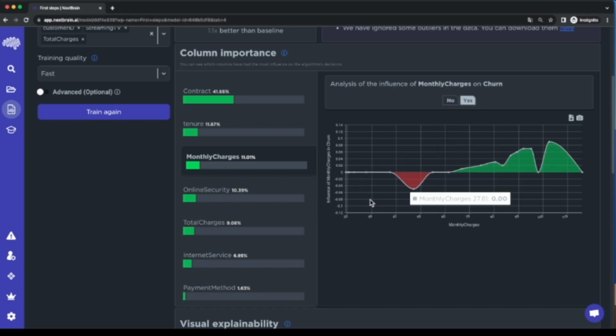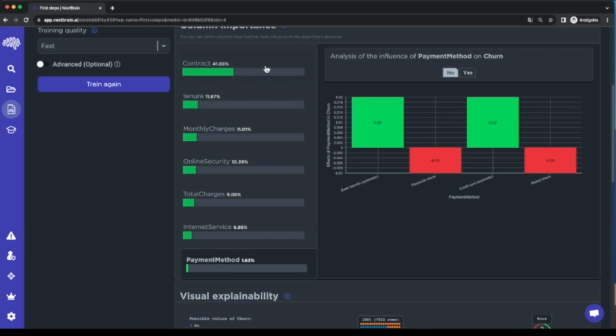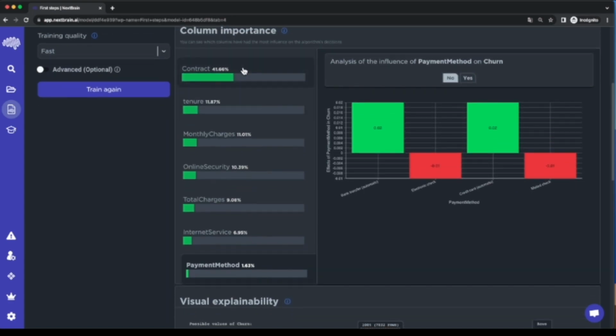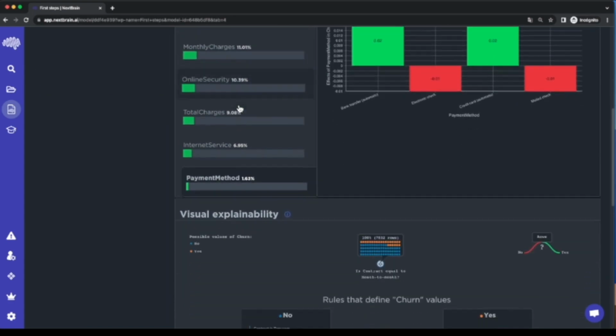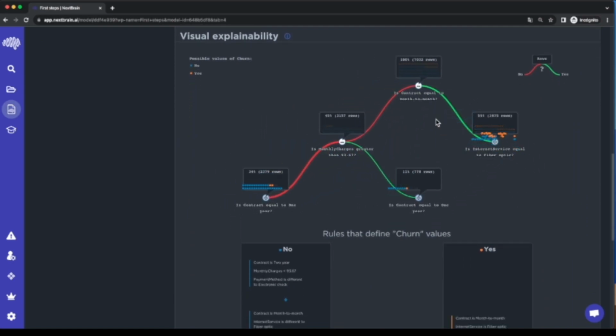At the same time, we can explore online security, total charge, internet service, and payment method. We can then start to create a profile of the customers that are leaving our services. Also, we can see the visual explainability here.